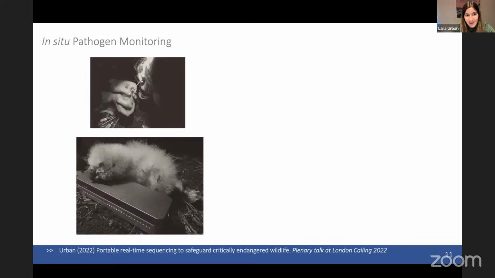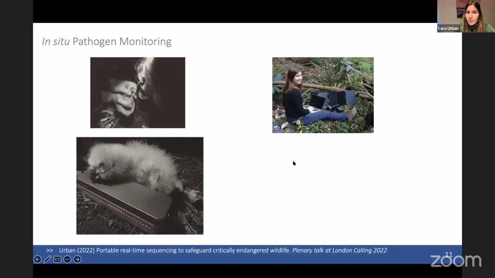In our entire sampling efforts in 2022, we only found evidence of non-virulent Aspergillus in the saliva, and none of the chicks subsequently developed aspergillosis. So we are going to repeat this in subsequent breeding seasons. But the very important part about this approach, and that's why I wanted to showcase it to you, is that we can make this approach fully portable.